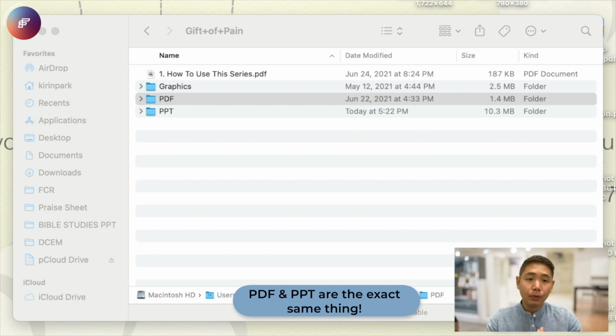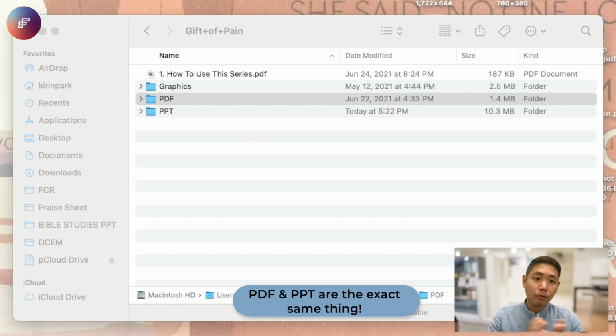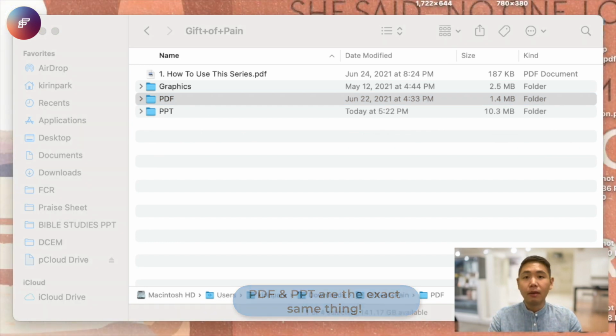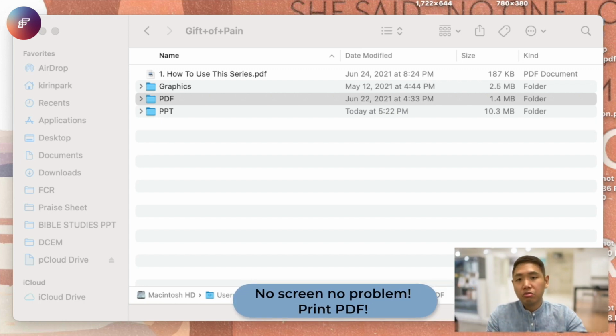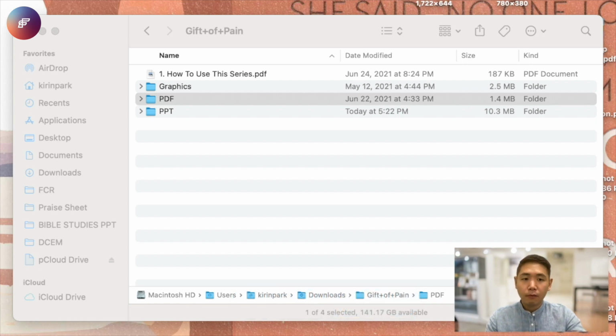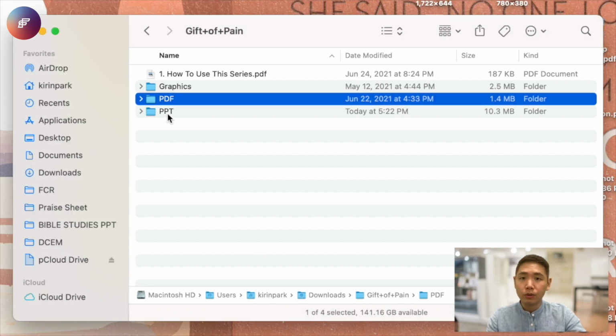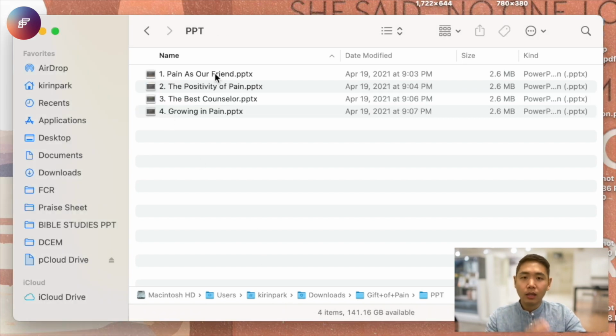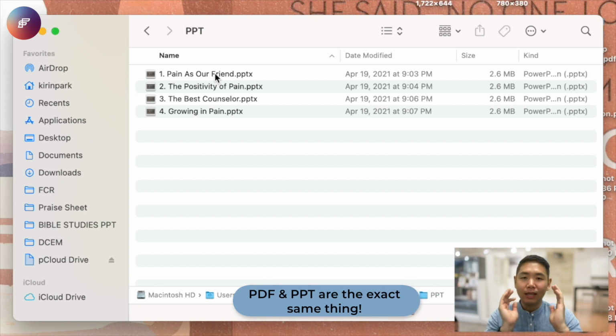Let's say, for example, at your small group or the house or the church that you're meeting at, maybe you don't have a computer available. Maybe you don't have a screen. So just download the PDF and you could print it out and give it out to everybody, including yourself. But for our demonstration, we're going to use the PowerPoint. Once again, the PowerPoint and the PDF are the exact same thing, just 2 different formats.